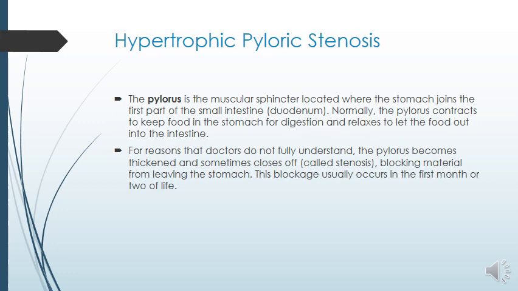In looking at hypertrophic pyloric stenosis, the pylorus is this muscular sphincter located where the stomach joins the first part of the small intestine, which is called the duodenum. Normally, the pylorus contracts to keep food in the stomach for digestion and relaxes to let the food out into the intestine. But for reasons that doctors do not fully understand, the pylorus becomes thickened and sometimes closes off. This is referred to as stenosis, and it's called pyloric stenosis. This blocks the material from leaving the stomach. This blockage usually occurs in the first month or 2 of life.